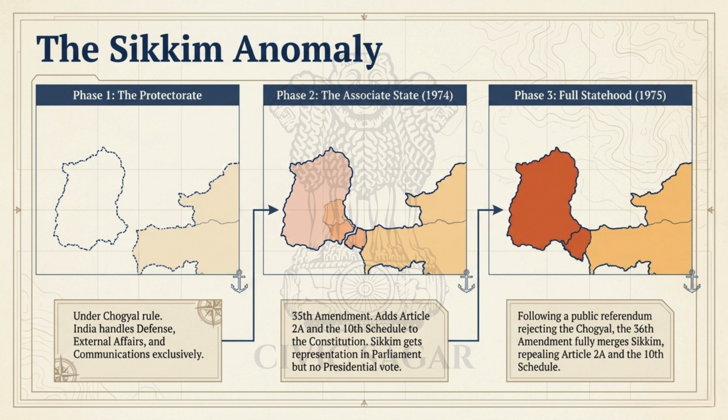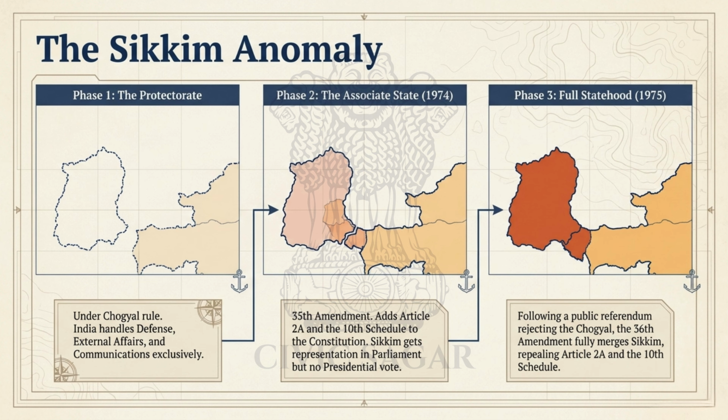Phase 2, the Associate State, 1974. Through the 35th Constitutional Amendment, the constitution was modified to add Article 2A in the 10th Schedule, which granted Sikkim representation in the Indian Parliament, though it notably did not grant a vote in presidential elections.